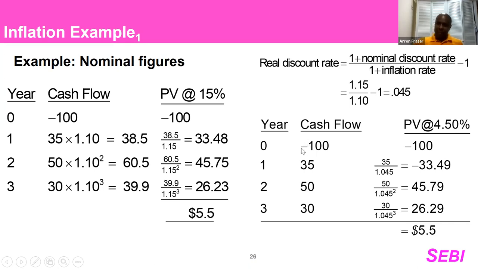So we discount the real cash flows, right, as given in the questions. So we ignore inflation. We take the real cash flows, we discount them by the real discount factor, and we end up back at 5.5. So this example demonstrates that once you are consistent with how inflation is treated, then you will end up with the same bottom line. That doesn't change. Any questions?